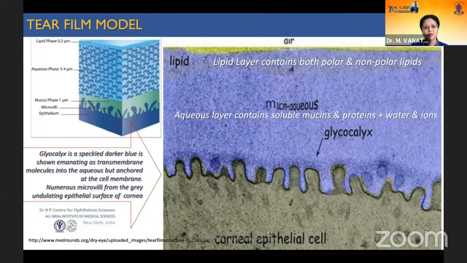We have now understood that the tear film model has evolved from what we traditionally knew as a lipid, aqueous, and mucin layer to a superficial lipid layer, which contains both polar and non-polar lipids, and a mucin aqueous combination, which is a layer of aqueous containing soluble mucins and proteins along with water and ions, and a glycocalyx layer which is closely integrated with the microvilli of the epithelial cells in the mucin region.